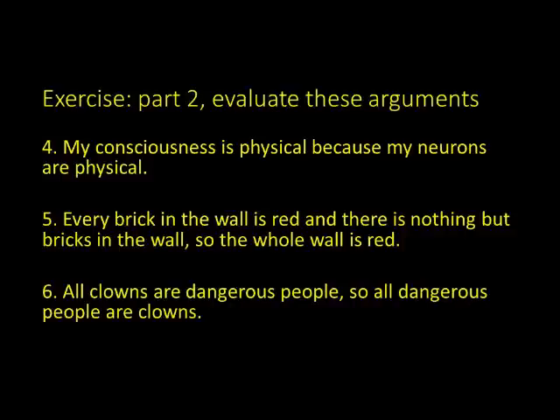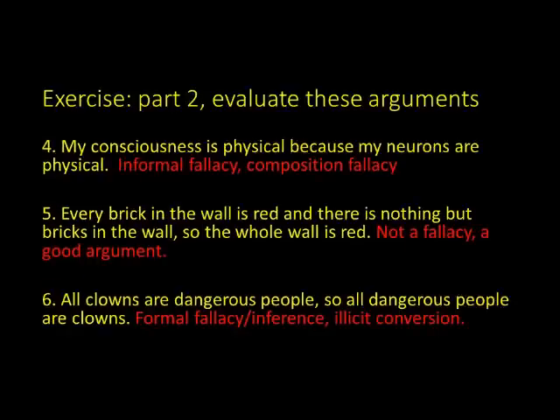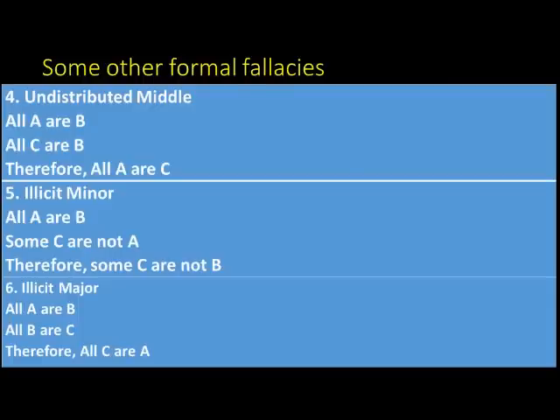Look at number 6. All clowns are dangerous people, so all dangerous people are clowns. Okay. That says all A are B, so all B are A. So I'm going to reject that argument, even though I agree with the premise and conclusion. I'm going to reject it because it has bad form. It's invalid. It's a formal fallacy, right? And this formal fallacy, if you remember, look in the next slide here, is an illicit conversion. Okay, on the next screen you can see some other fallacies you would encounter in a formal logic course. Undistributed middle, illicit minor, illicit major are some that come up in Aristotelian logic.